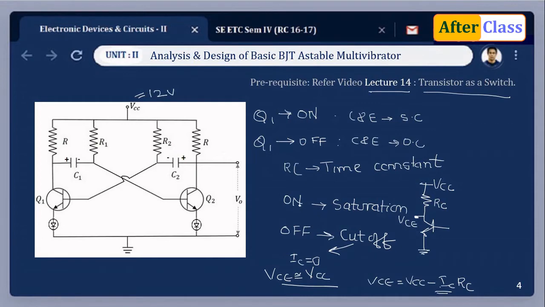Secondly, when the transistor is in saturation, now what makes this transistor on? Sufficient amount of base current.